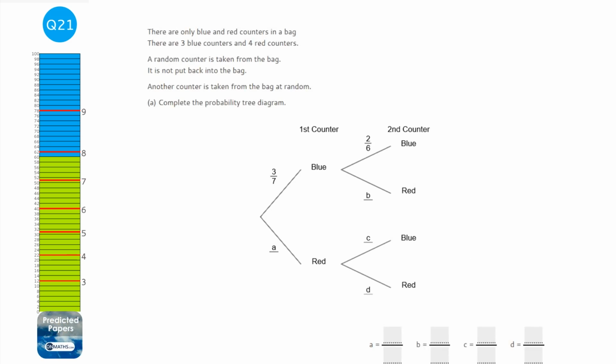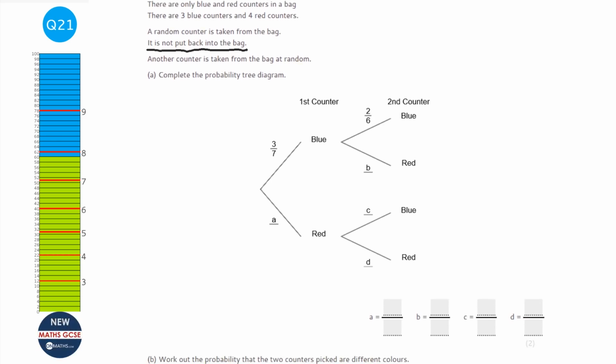Okay, so this question is involving a probability tree diagram. And if we read the question, it says that the counter's not put back in the bag. Therefore, we know it's going to be conditional. Now, conditional means that the probability of the second event, so taking the second counter, depends on what you did the first time round.